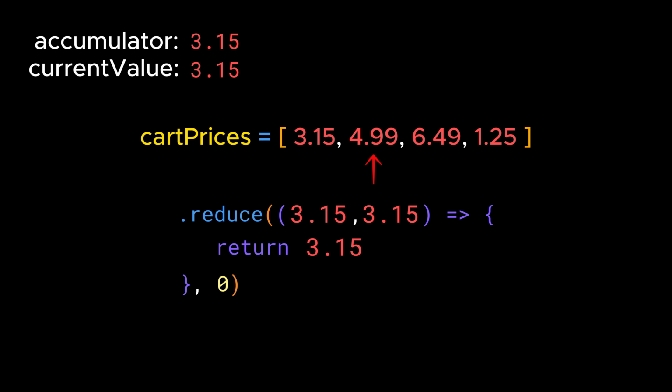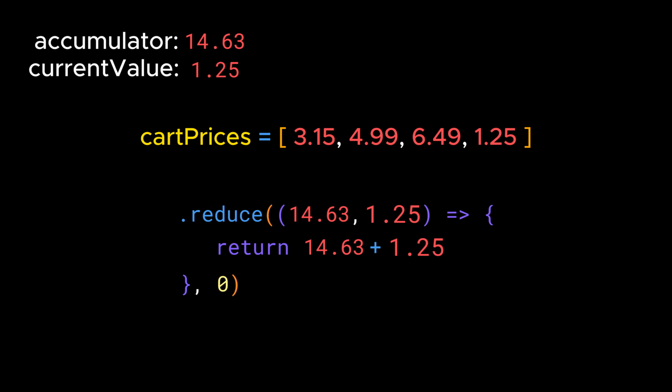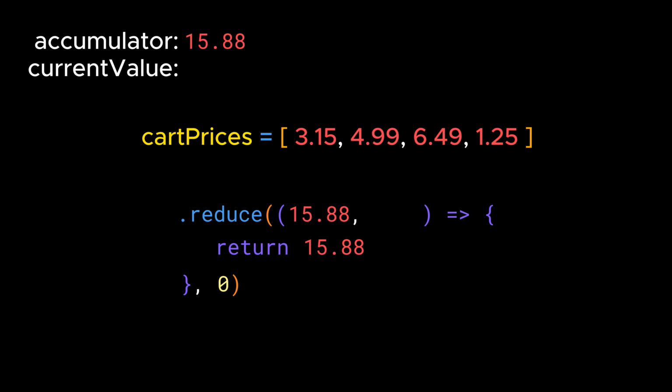As the reduce function progresses, each subsequent item's price gets added to the accumulator, which continuously grows, reflecting the cumulative total of all processed items. When the function completes, the accumulator holds the grand total of all prices combined. This final value is what's returned by the reduce function.